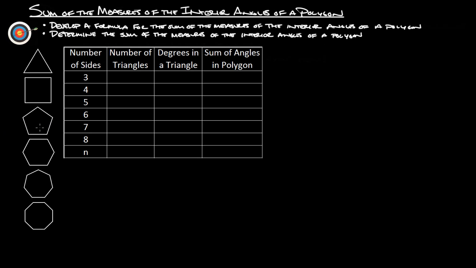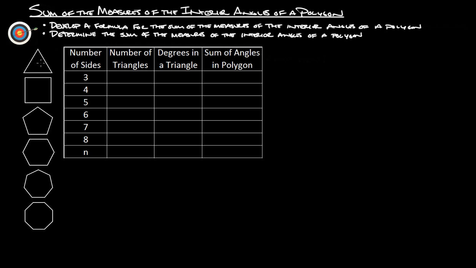Okay, so here's what we're going to do. We've got these different figures here that have 3, 4, 5, 6, 7, and 8 sides. And then we're also going to come up with a general formula, which is the n. What we're going to do with each of these is first figure out how many triangles there are in each one of these figures here.